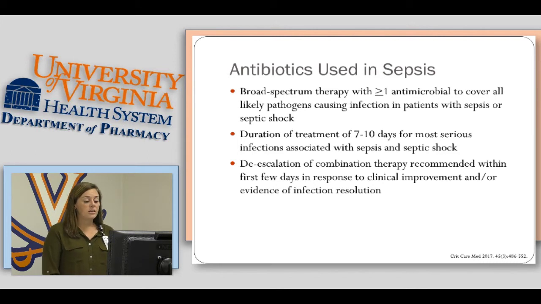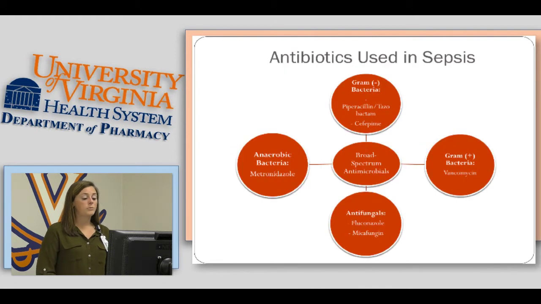But de-escalation of antimicrobial therapy should always be guided by culture data and pathogen identification, meaning waiting for a bacteria or a fungus to grow on a culture. So the most frequent antimicrobials that are used in sepsis are broad-spectrum antibiotics and sometimes antifungal agents.